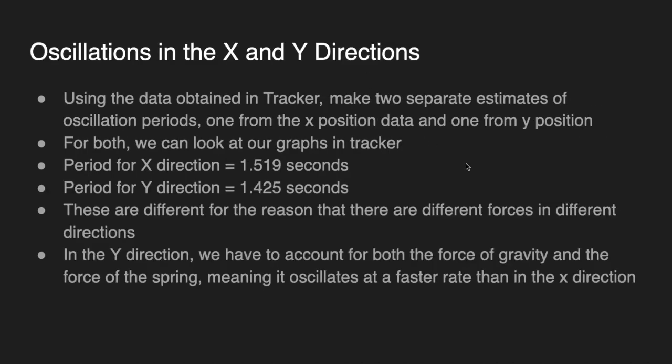Using the data obtained in Tracker, we were supposed to make two separate estimates of oscillation periods, one from the x position and one from the y position. For both, we can look at our graphs in Tracker and calculate that the period for the x direction was 1.519 seconds, and for the y direction, it was 1.425 seconds. These are different for the reason that there are different forces in different directions. In the y direction, we have to account for both the force of gravity and the force of the spring, meaning it oscillates at a faster rate than in the x direction.